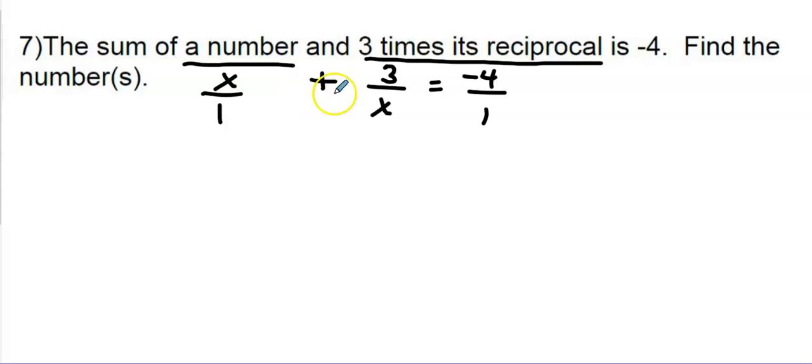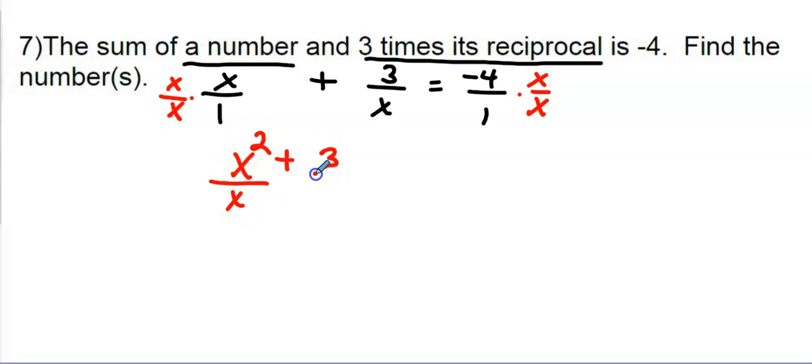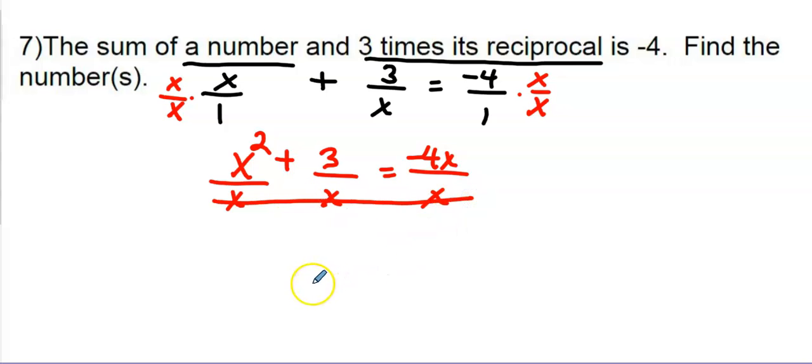I need x to be in all of these, so I multiply that. This one doesn't need it because it's already got x. So I have x squared over x plus 3 over x equals -4x over x. Denominators are all the same. Forget about them. x squared plus 3 equals -4x.